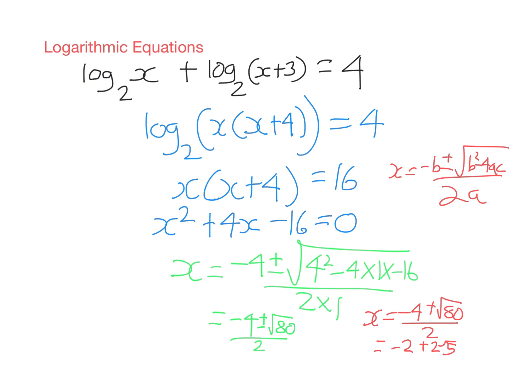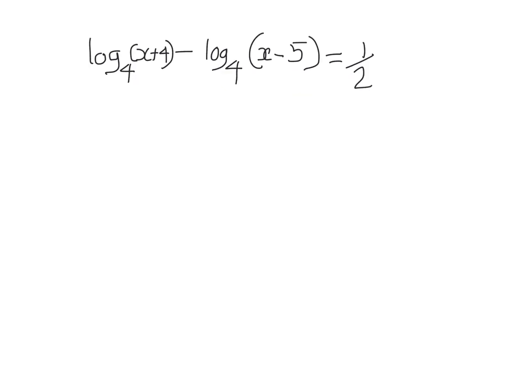Let's look at one more logarithmic equation. This is another logarithmic equation because it has the logs here. It has an equal sign, so we're solving for x. We're stating what x equals. We can use log laws to help us simplify this. The log law says if you have logs of the same base and you're taking their difference, you keep the same base, and we're just going to divide the x plus 4 by the x minus 5.